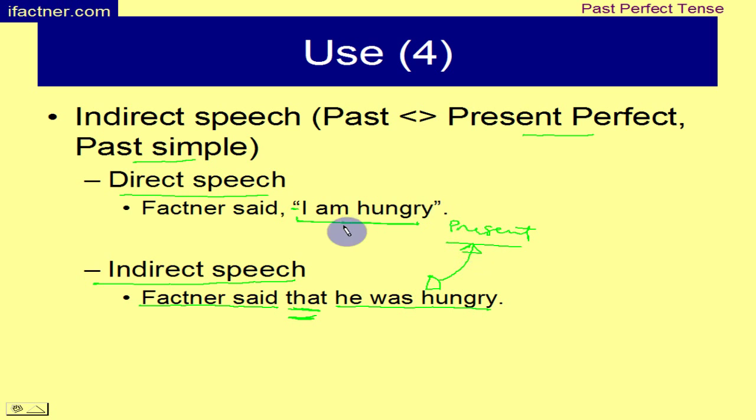and if the sentence is in present perfect form or past simple form, then it would be changed into past perfect tense in the indirect speech. So let's understand it with some examples.